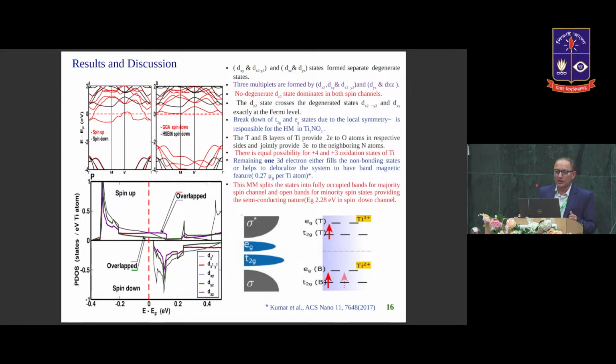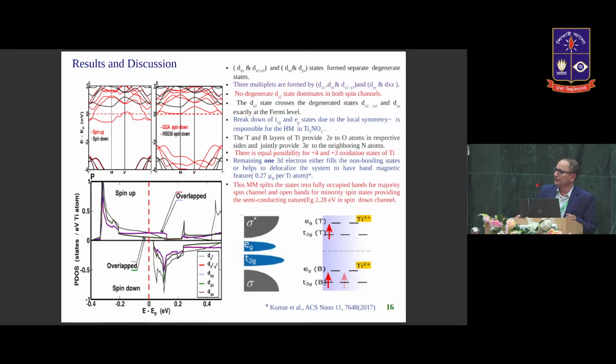So we use the GGA calculation as well as the HSE calculation, where we observe dx2, dxy, and dx2-y2, and dxz and dyz states forming separate degenerate states. We observe this from the density of states, and here the density of states is not straight lines. It is because we are using tetrahedron integration here, not Gaussian smearing. The tetrahedron method shows a very accurate band gap, so we use that type of smearing.